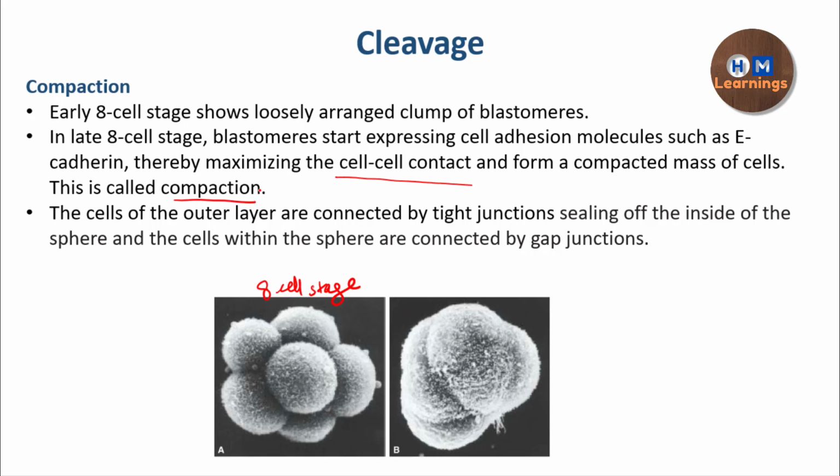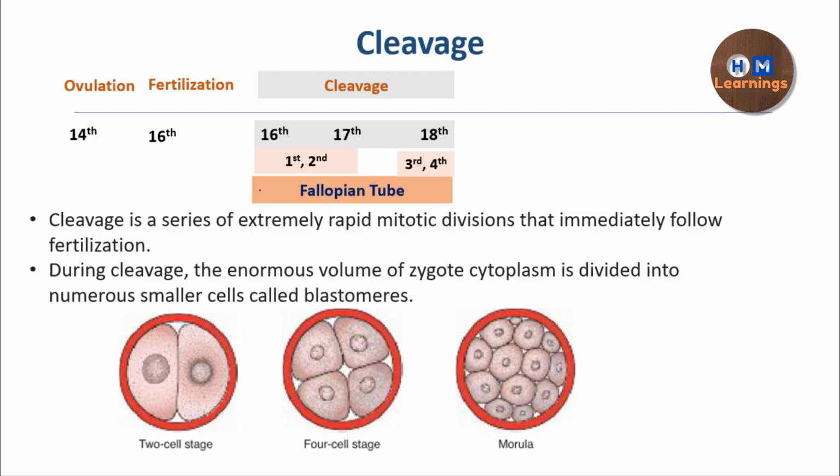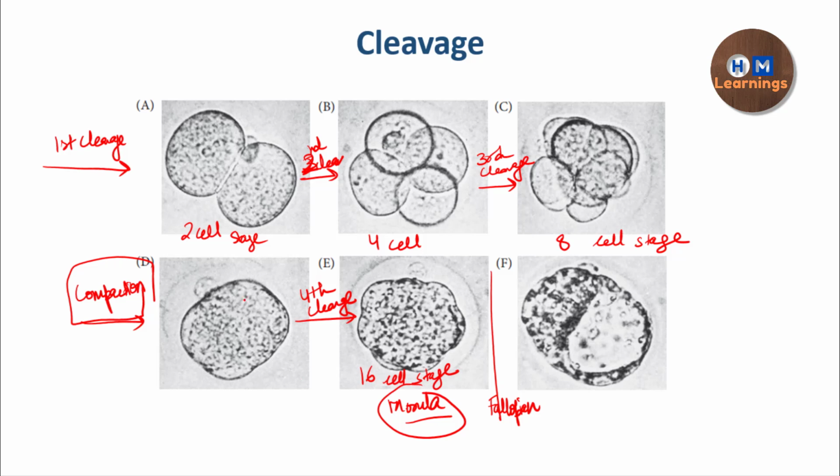And this is called compaction. So in the previous slide also you can see that this is an 8-cell stage and this is also an 8-cell stage. The difference between these two is that you can count the 8 cells separately here, but you can't say that there are 8 different cells here because of the process called compaction.